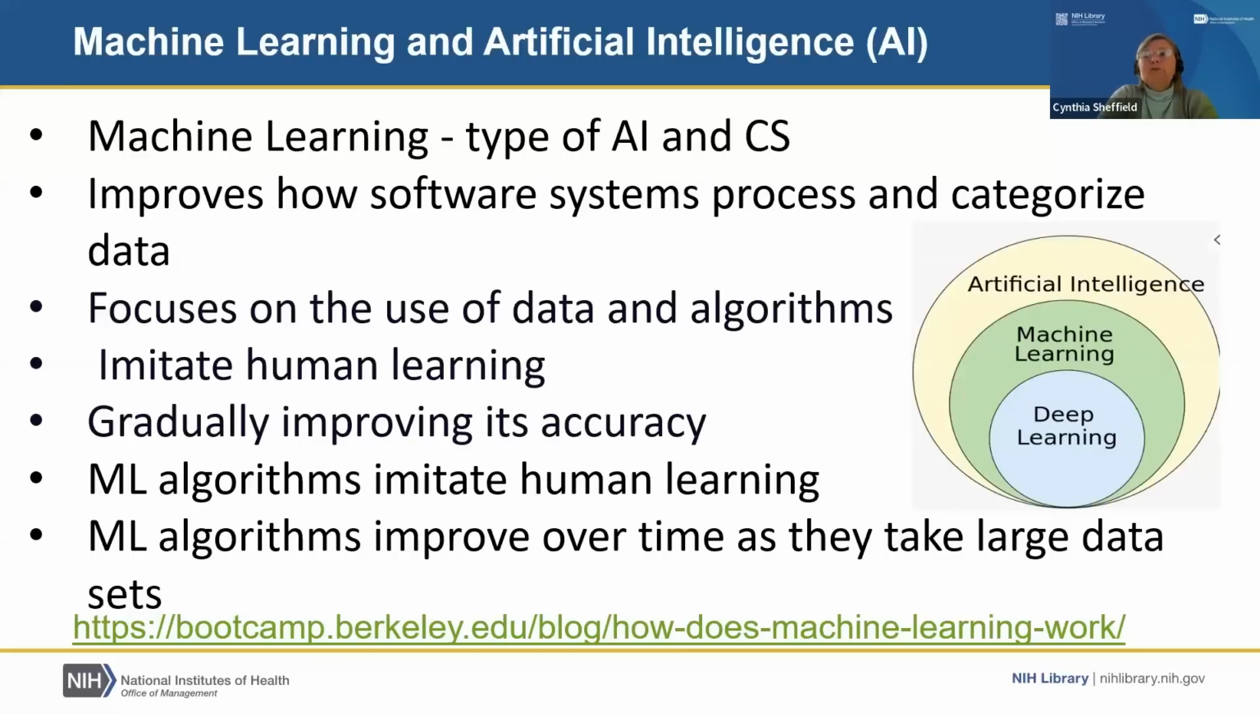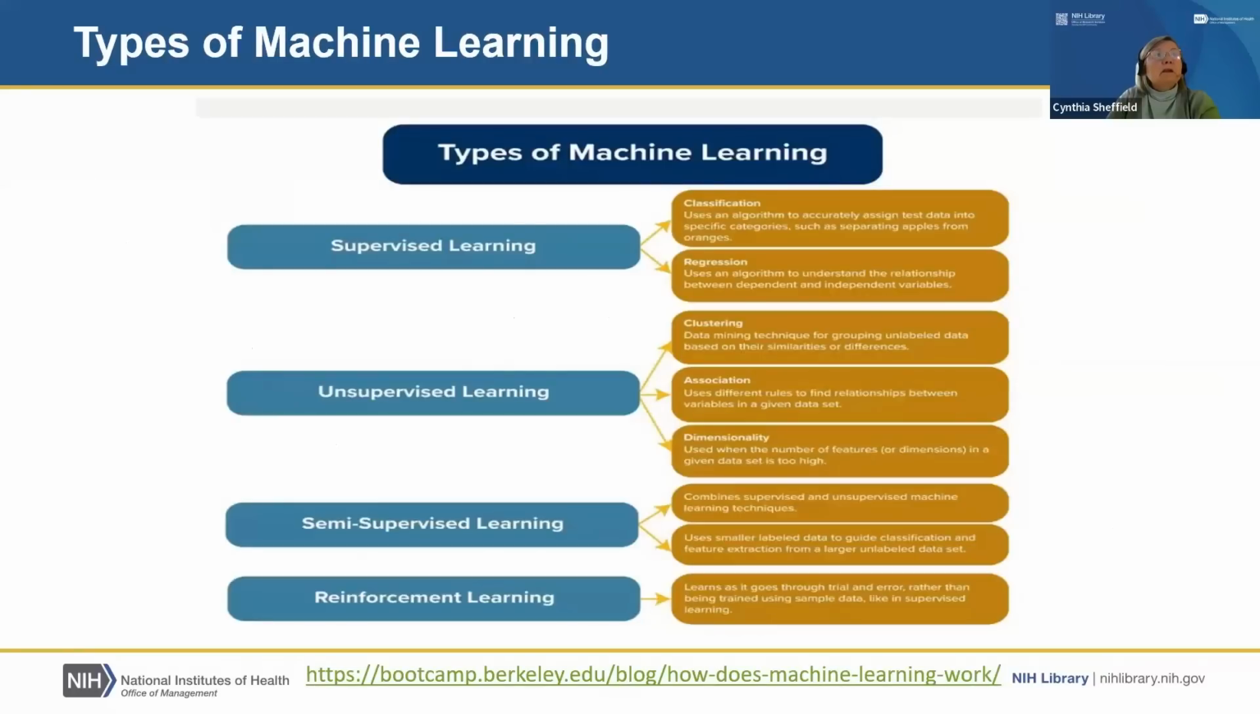Then I want to move into machine learning, just a little primer about that so that Sarvesh can share his code with you. So artificial intelligence encompasses machine learning and deep learning, and both machine learning and deep learning are subsets of artificial intelligence. Machine learning is a type of artificial intelligence that can improve how software systems process and categorize data, and with the use of data algorithms it mimics human learning, gradually improving its accuracy.